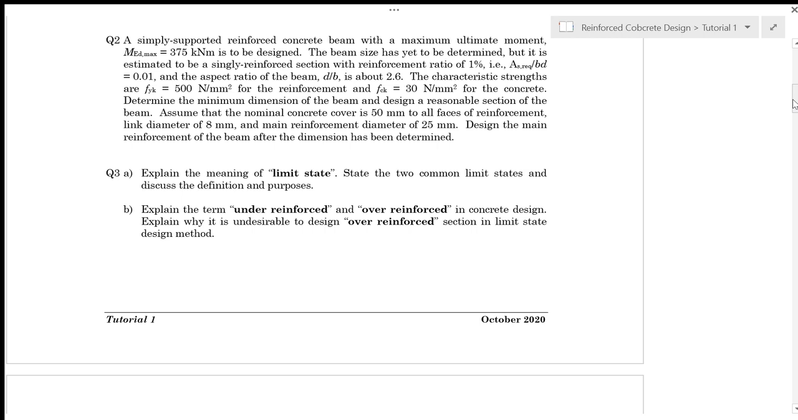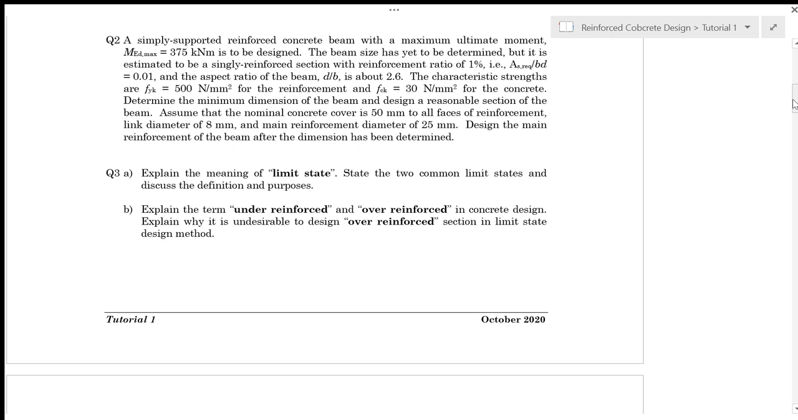That is, As,required over bd is equal to 0.01. And the aspect ratio of the beam, d over b, is about 2.6. The characteristic strengths are fyk equal to 500 Newton per square millimeter for the reinforcement, and fck equal to 30 Newton per square millimeter for the concrete. Determine the minimum dimension of the beam and design a reasonable section of the beam.